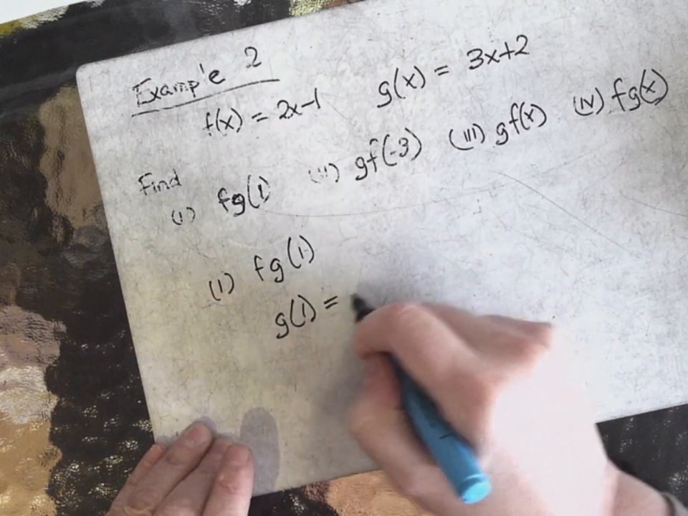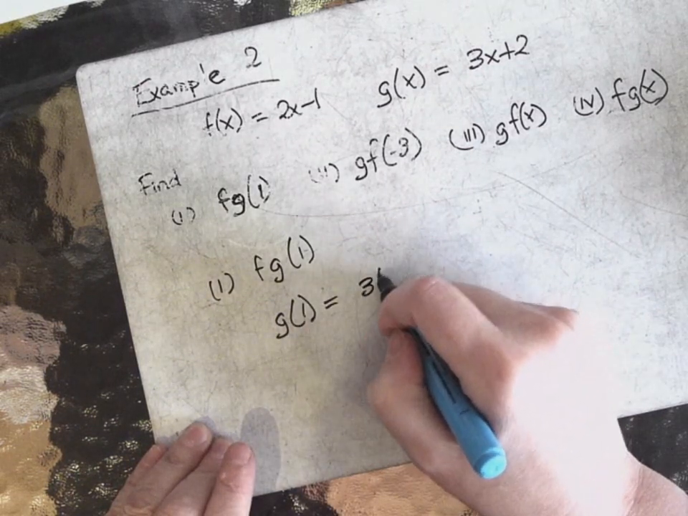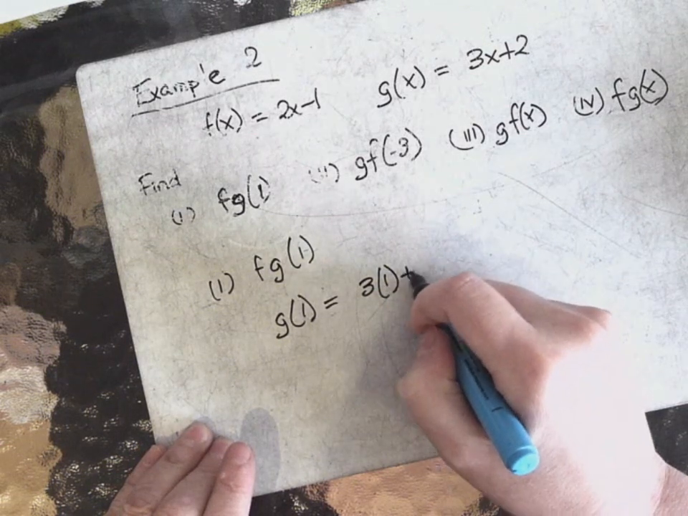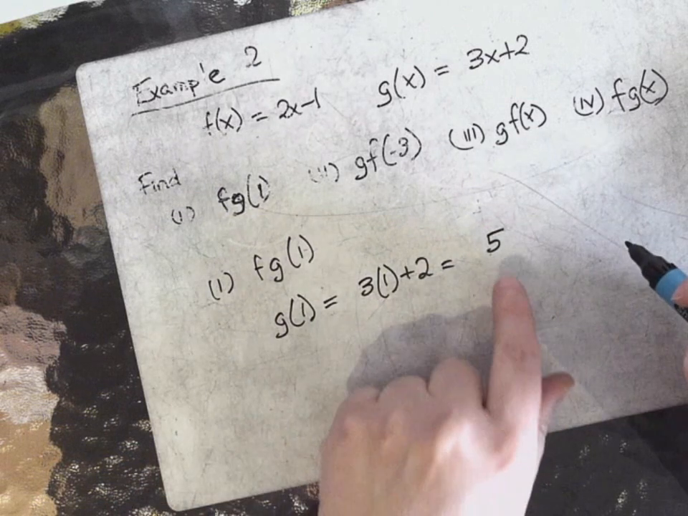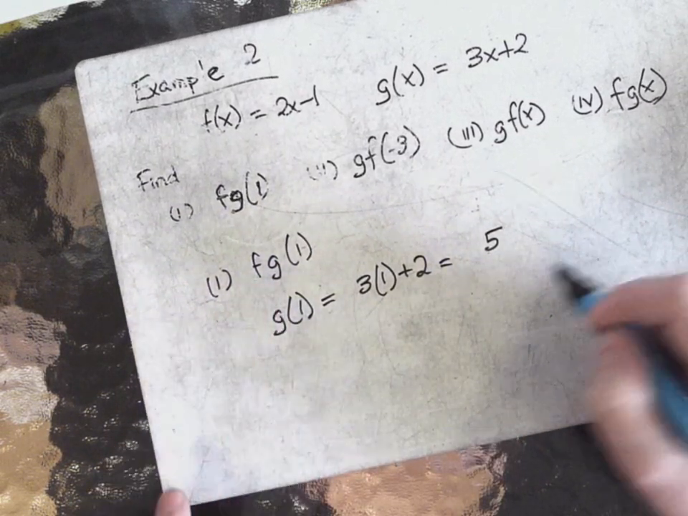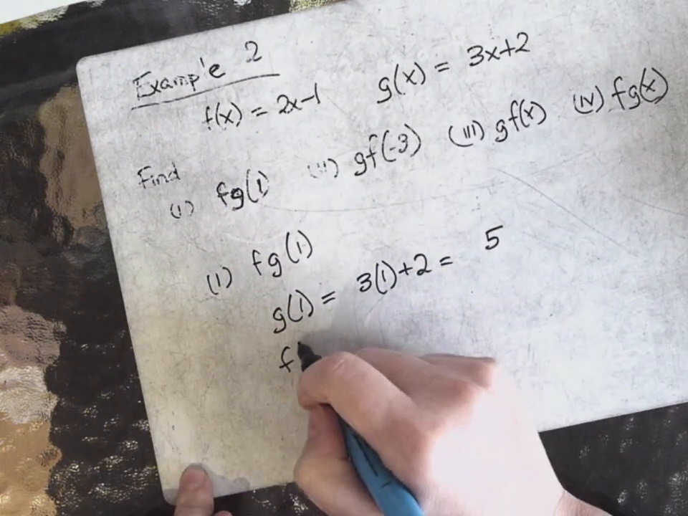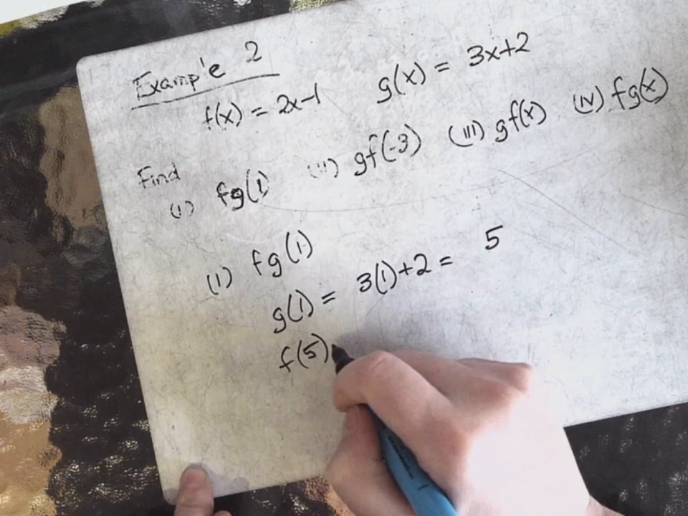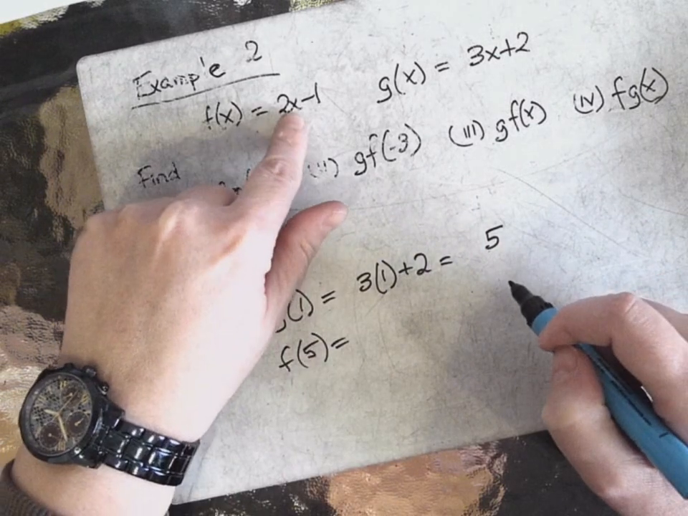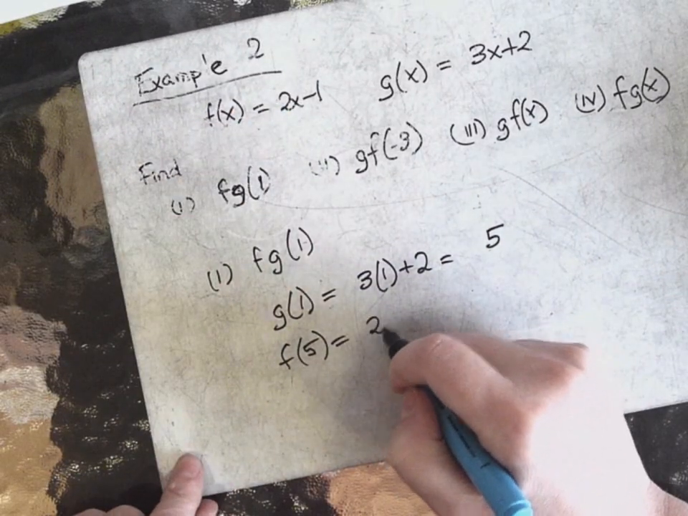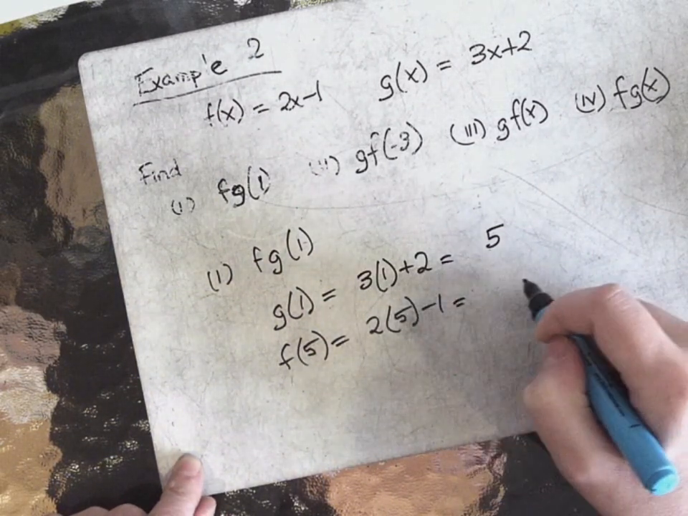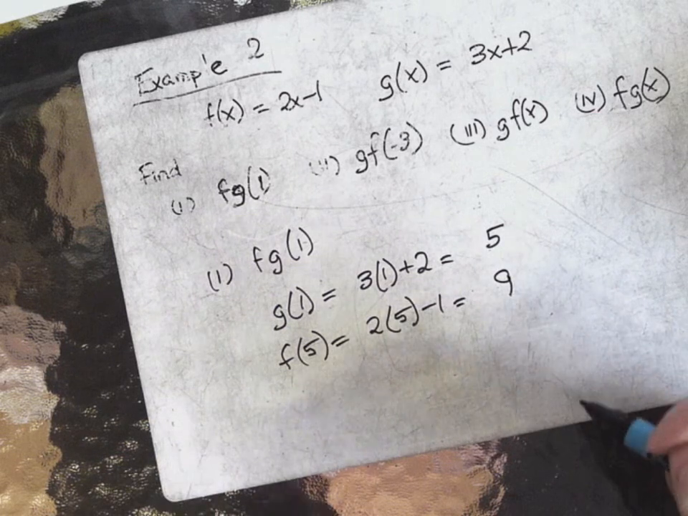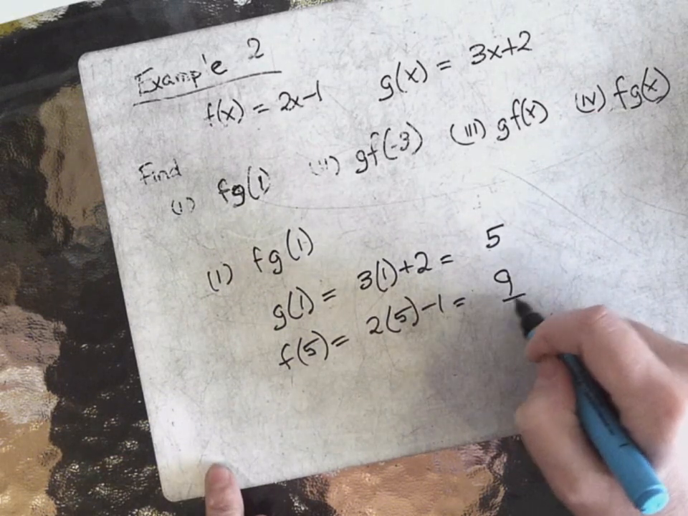So g of 1 is, everywhere I see an x, put in a 1. So it's 3 times 1 plus 2. Into the calculator, that'll give me 5. But now I take the answer and I put it into f. So I have to get f of 5. Everywhere I see an x, put in a 5. So that's 2 times 5 minus 1, which is 9. Okay, that's your overall answer.